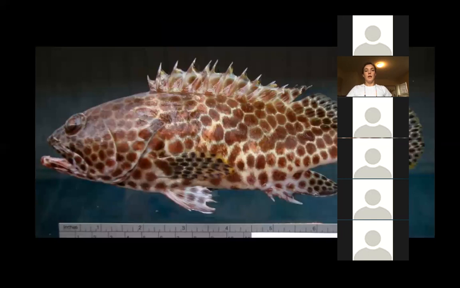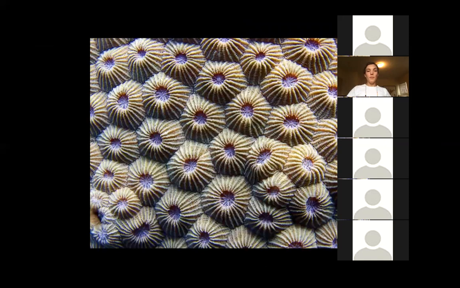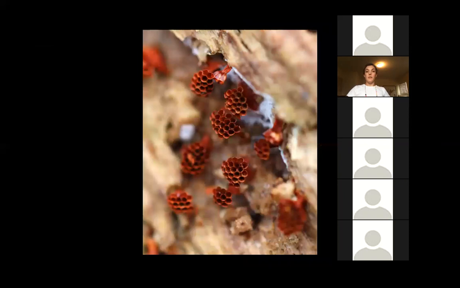This is a fish called a hexagon rock cod because a lot of its spots are hexagon shaped. This is a picture of a coral, and there are a lot of hexagons in there too. And this is a picture of the fruiting bodies of a slime mold, and there are lots of hexagons in there too. So there are a lot of hexagons, but not only hexagons.